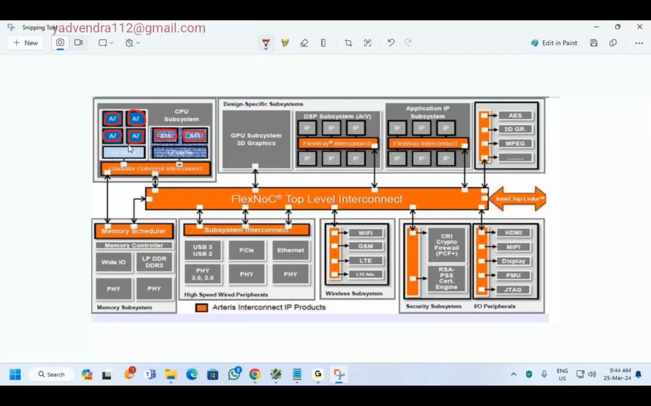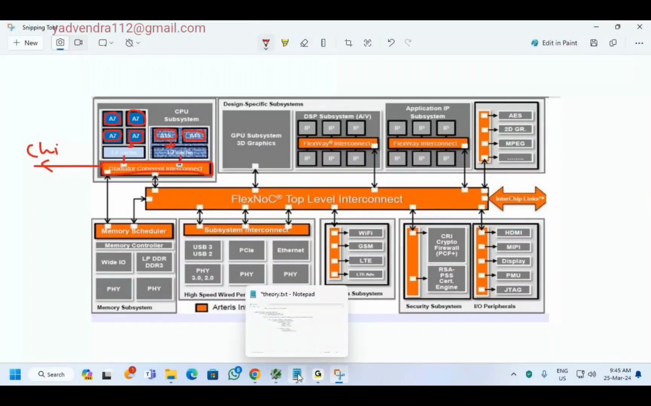All of these are connected to a common cache called the L2 cache. This L2 cache is actually connected to a coherency interface, a coherent interface, which I am calling the CHI protocol. This is actually a bus.